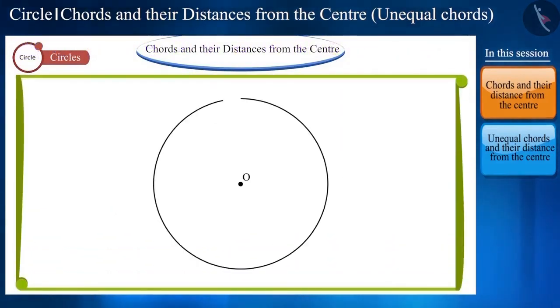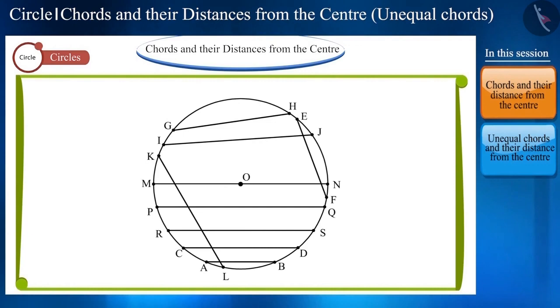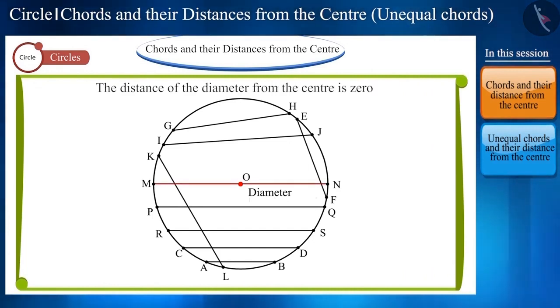Friends, a circle can have infinite chords. When we move closer to the center, the length of the chord increases, but its distance from the center decreases. We know that the diameter is the longest chord of the circle, which passes through the center. This means center O is located on the diameter, so the distance of the diameter from the center is 0. And you can check it.